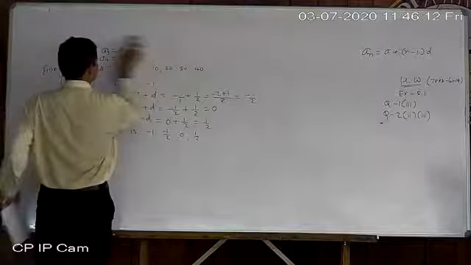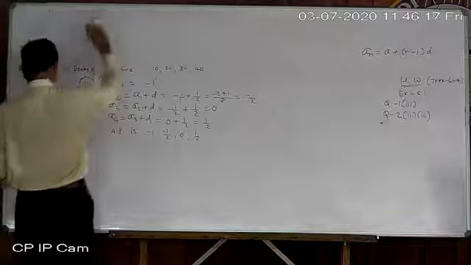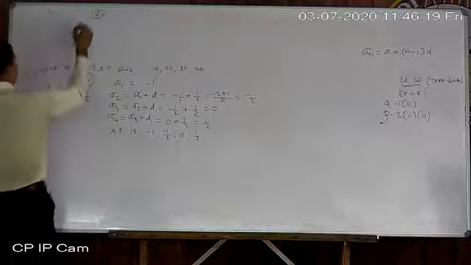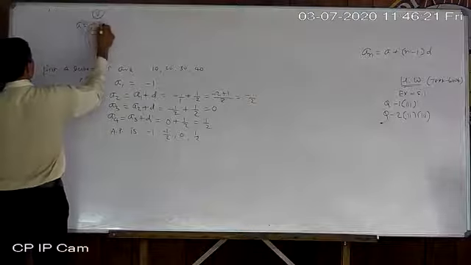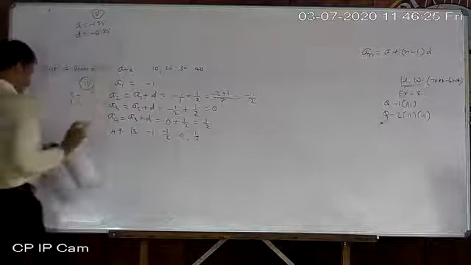Now number 5. A is given minus 1.25 and D is given minus 0.25.